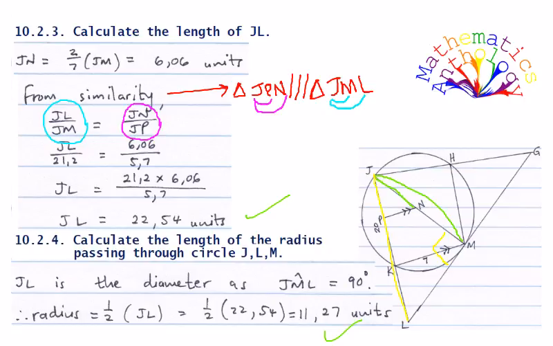10.2.4, calculate the length of the radius of circle JLM. Okay, so we say that JL is the diameter, as angle JML is equal to 90 degrees. We proved that earlier. So the radius then will be half of JL. So JL we worked out to be 22,54 units there in 10.2.3. So the radius then will be half of 22,54, which is 11,27 units.